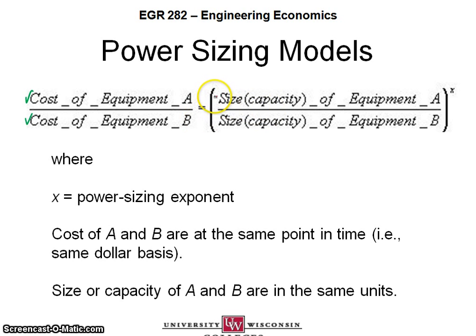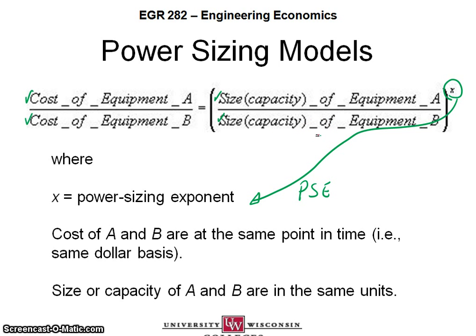And then we have the size, or the capacity of equipment A divided by the capacity of equipment B, times this exponent. This is called the power sizing exponent. We call it the PSE, you will see sometimes, power sizing exponent. Okay, so if we know all of these values except for one of them, we should be able to find any of the other ones.